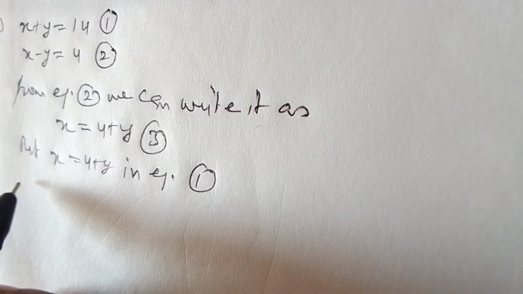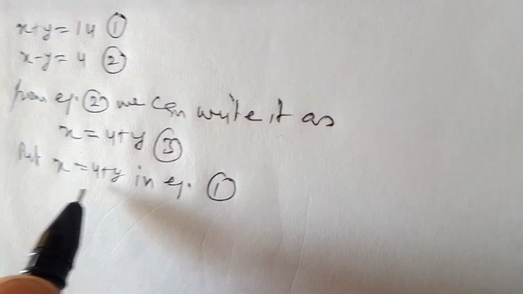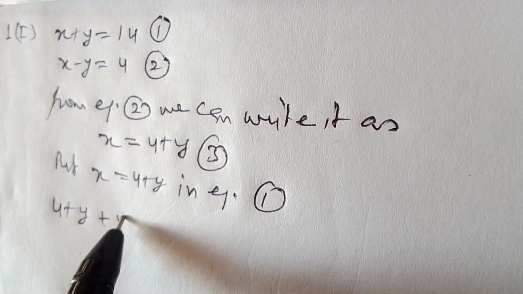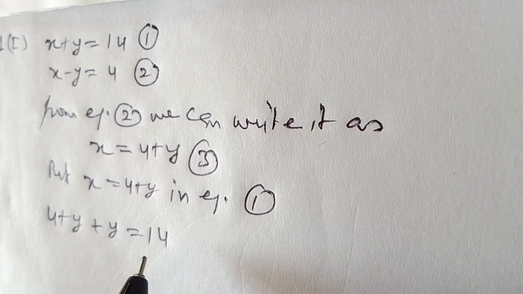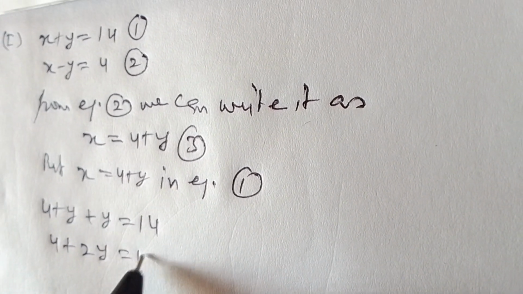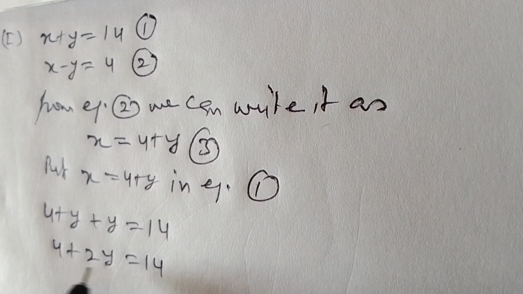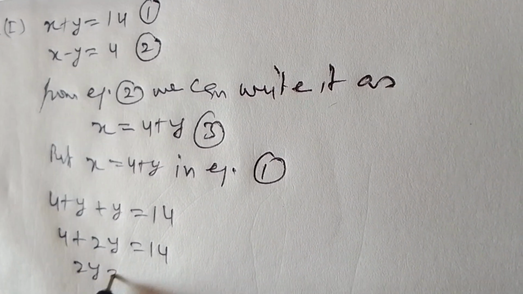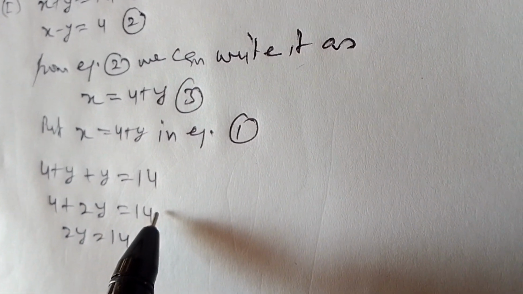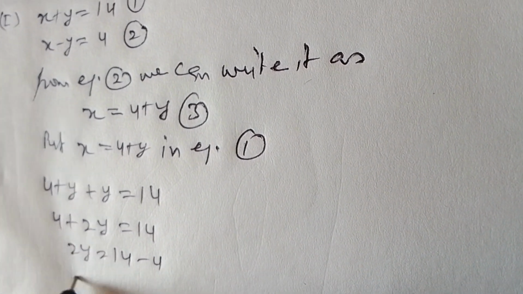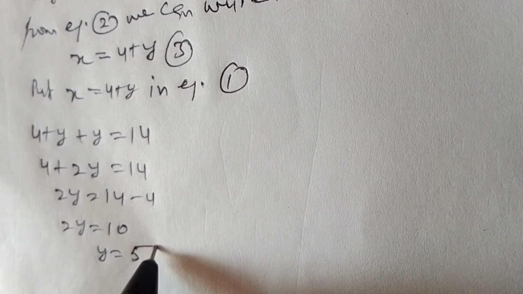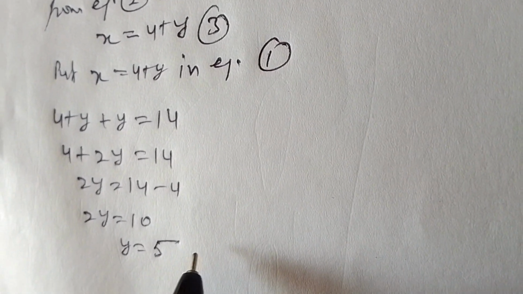So we get 4 plus y plus y is equal to 14. 4 plus y plus y becomes 2y is equal to 14. So 2y is equal to 14 minus 4, because when we carry 4 to the other side it becomes a negative sign. So 2y is equal to 10, y comes out to be 5. So we have got the value of y.